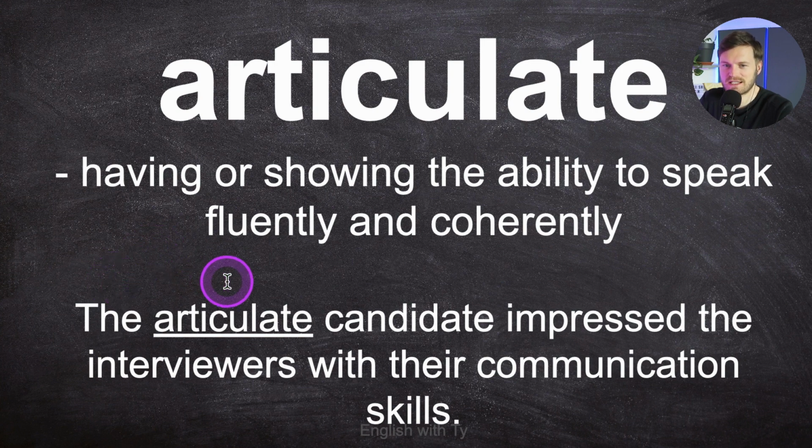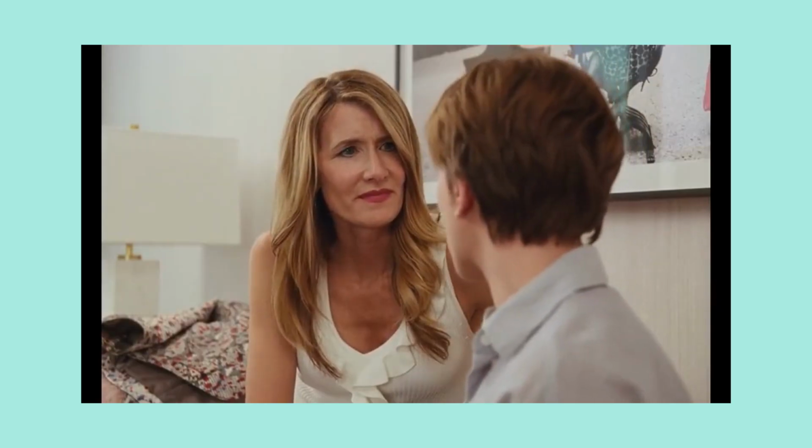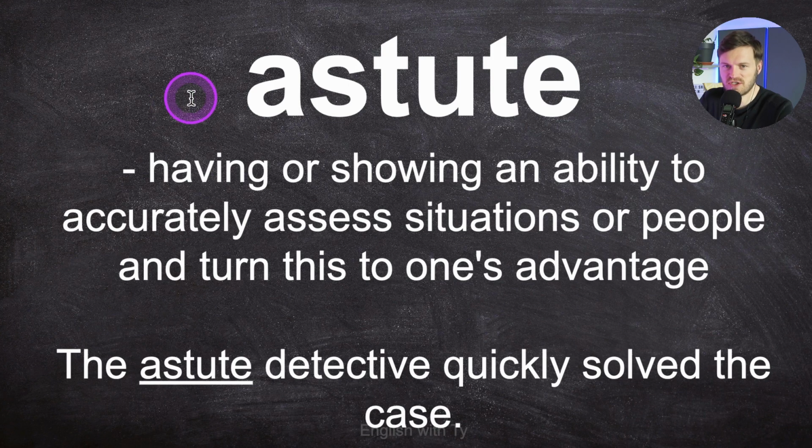So the articulate candidate impressed the interviewers with their communication skills. That's an example phrase. Here's another example for you with articulate in it. It's difficult to articulate. The next word I want to talk about is astute. A-S-T-U-T-E, astute. And that means having or showing an ability to accurately assess situations or people and turn this to one's advantage. It's a very interesting word, which is why I chose this. Here's an example phrase. The astute detective quickly solved the case.